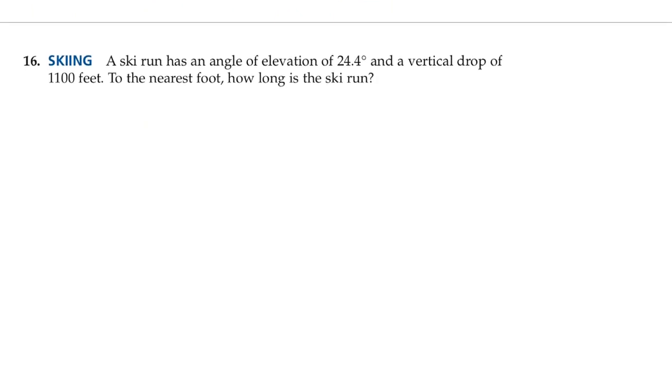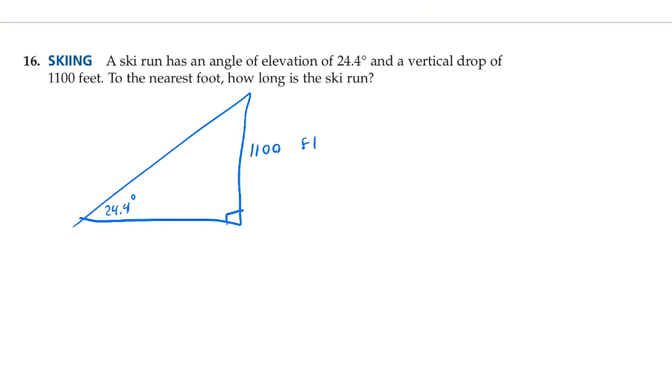All right, so skiing. A ski run has an angle of elevation of 24.4. So we've got this slope of 24.4 degrees and a vertical drop of 1,100. So the vertical is 1,100 feet. To the nearest foot, how long is the ski run? So here's the ski run, right, where you're actually skiing. And so you're saying, oh, that's some distance, I don't know, let's call it x. And so this is the opposite. This is the hypotenuse. Man, we haven't used cosine at all. What the heck? So this is the SO of SOHCAHTOA.